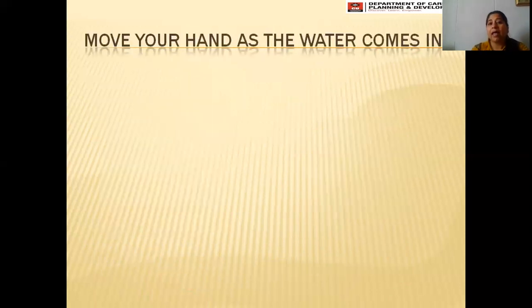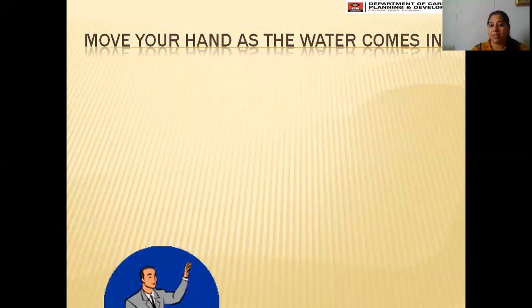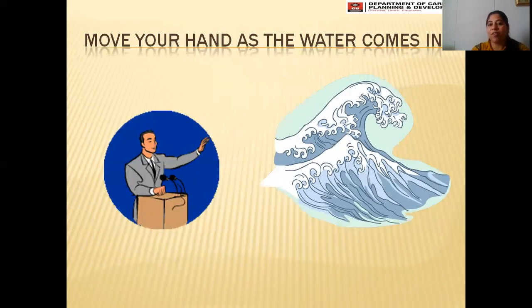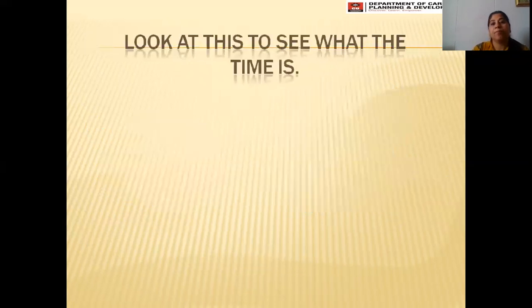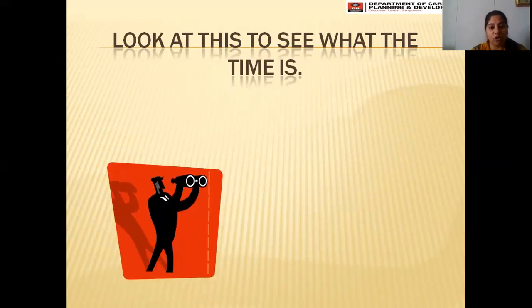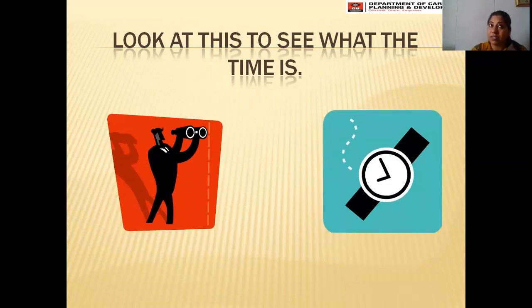Make your hand as the water comes in. So what are we basically doing? We are waving at somebody, right? So one wave is in the ocean and the other wave is when we are waving our hand. Look at this to see what the time is. So what do we look at when we have to check the time? It's definitely going to be watch. Either we are watching something, we are watching a movie, or we are watching the time on our watch, right?